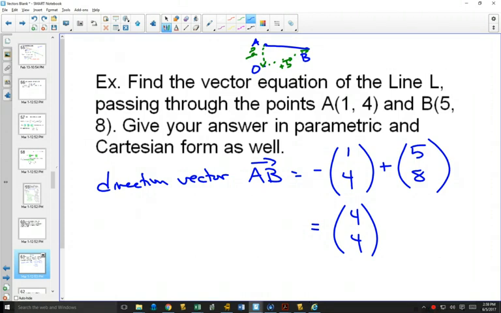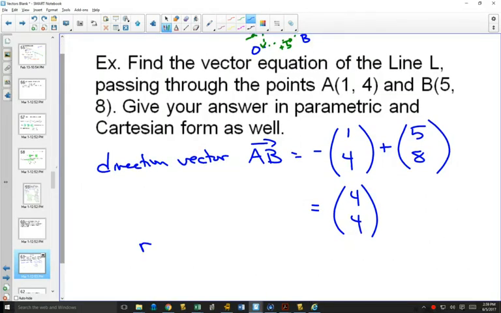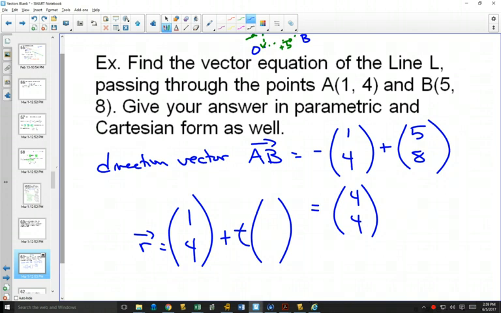So when we're writing our vector equation of our line, we take any point, and it wouldn't matter if you chose A or B here, both would be right, plus a scalar times our direction vector. And for a direction vector, it's not wrong to put 4, 4 here. It's not wrong to put 1, 1. Can you see that those are the same?